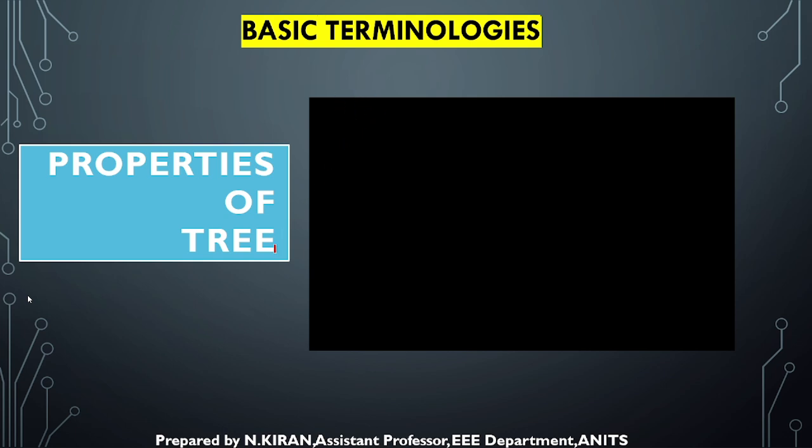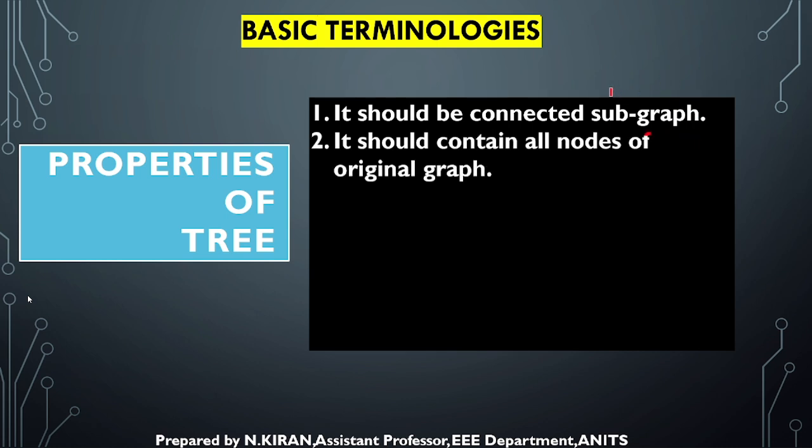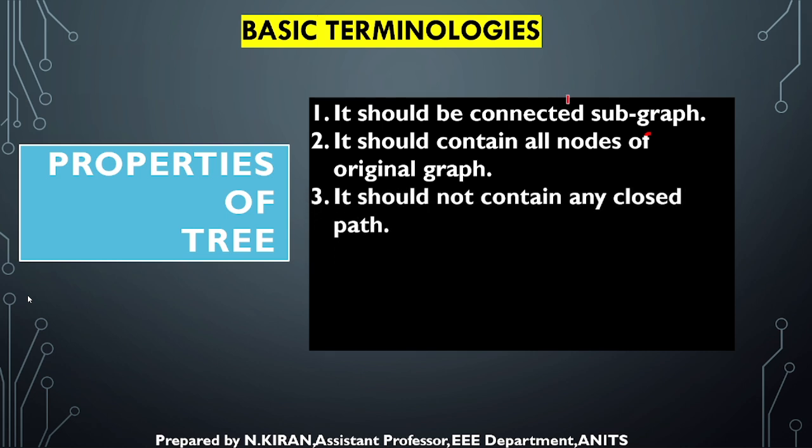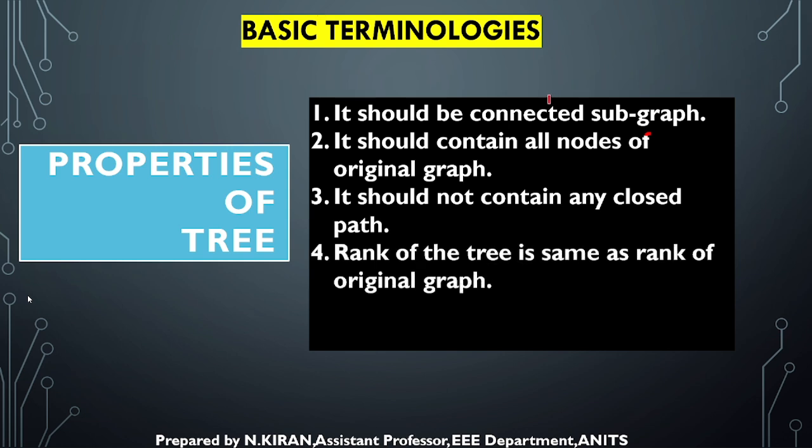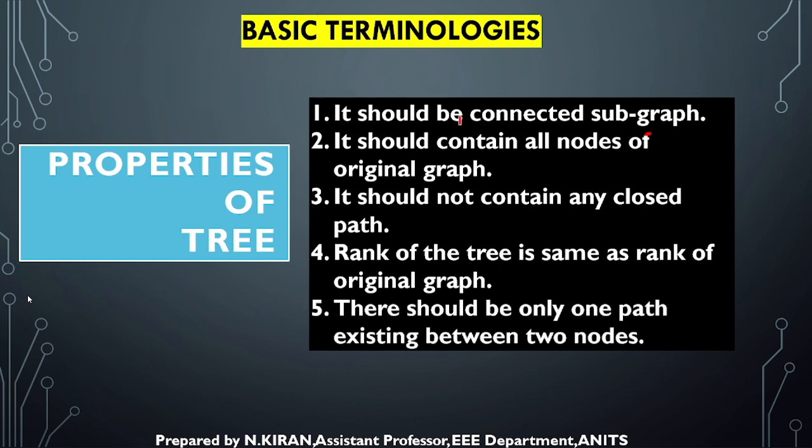So what are the properties of a tree? It is a subgraph, that is a part of the original graph. It should contain all the nodes of the original graph. Third, it should not contain any closed path. Fourthly, the rank of the tree should be the same as the rank of the original graph. We can check this later. When we form a tree, we can check whether it satisfies all these properties. And the fifth property, there should be only one path existing between any two nodes. Okay, so these are the five properties of a tree.